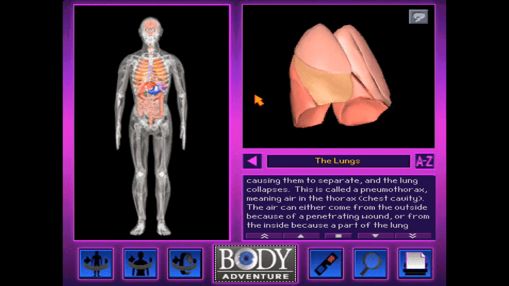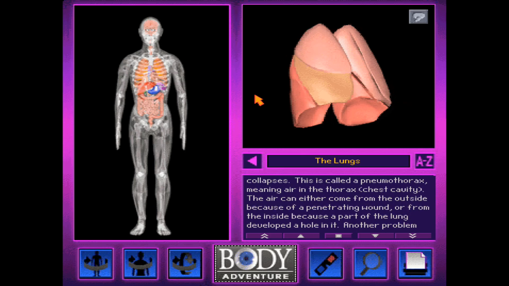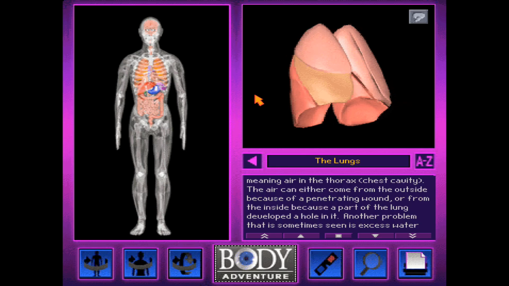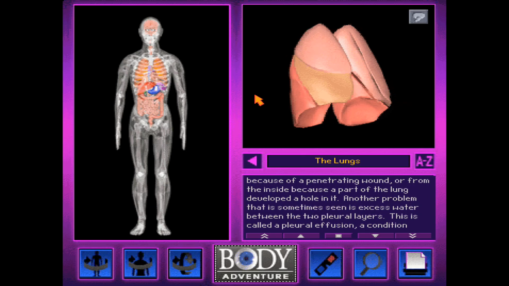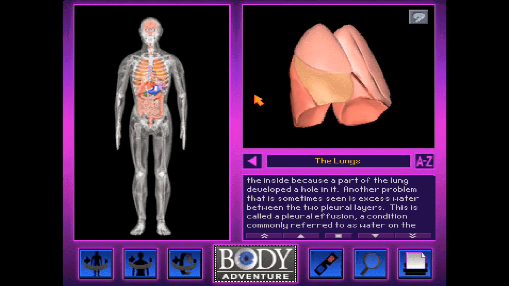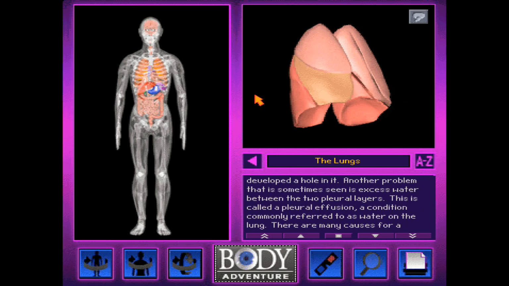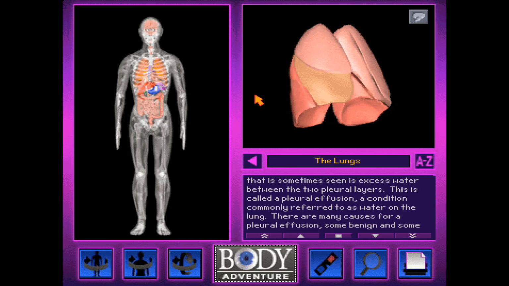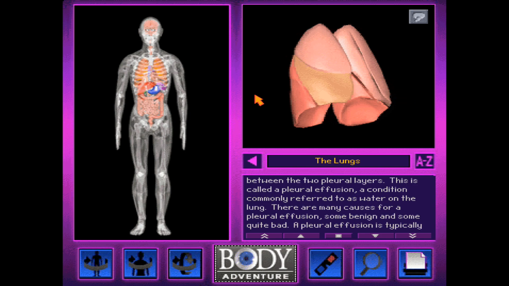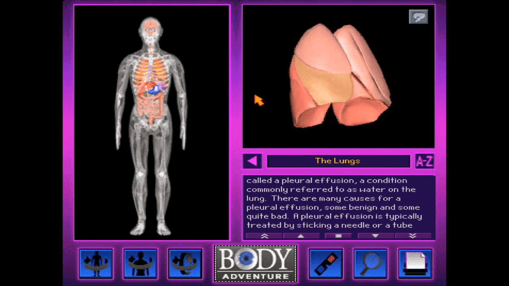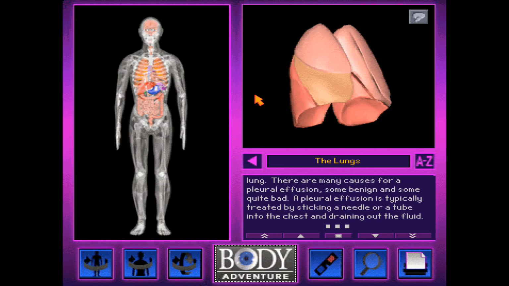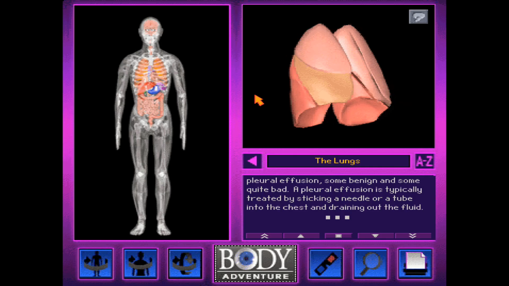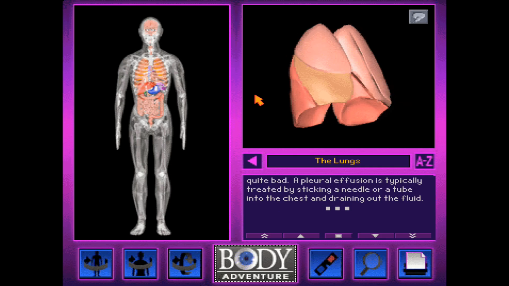The air can either come from the outside because of a penetrating wound, or from the inside because a part of the lung developed a hole in it. Another problem that is sometimes seen is excess water between the two pleural layers. This is called a pleural effusion, a condition commonly referred to as water on the lung. There are many causes for a pleural effusion, some benign and some quite bad. A pleural effusion is typically treated by sticking a needle or a tube into the chest and draining out the fluid.